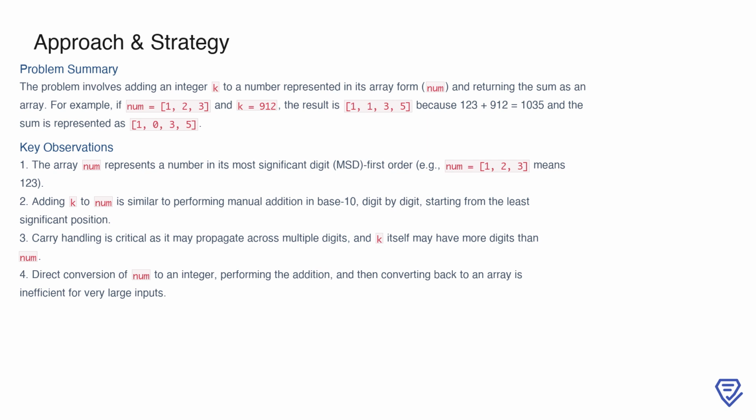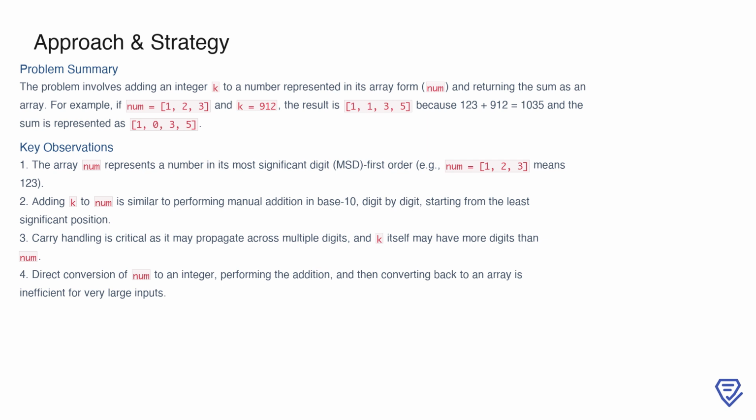In this problem, we are tasked with adding an integer k to a number represented as an array of its digits, known as the array form of the number. For example, if the array is 1, 2, 3, and k is 912, the result would be 1, 0, 3, 5, because 123 plus 912 equals 1035. The key here is that the array represents the number in its most significant digit first order, meaning the leftmost digit is the highest place value.